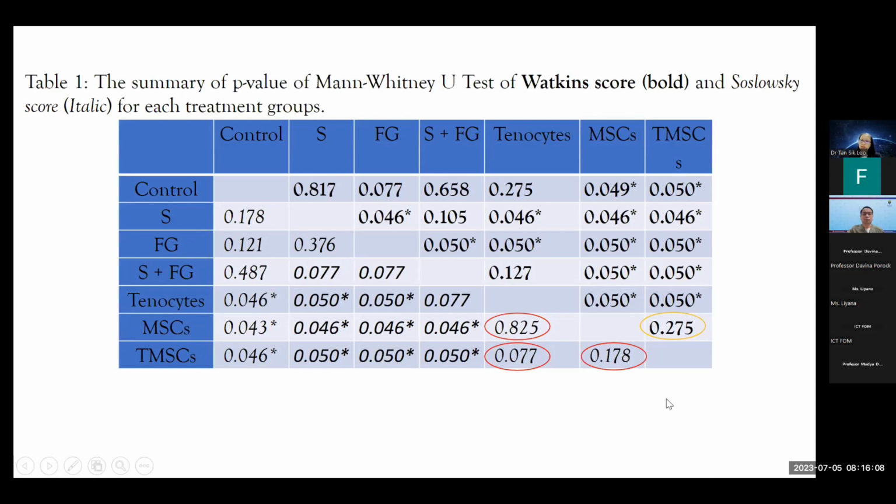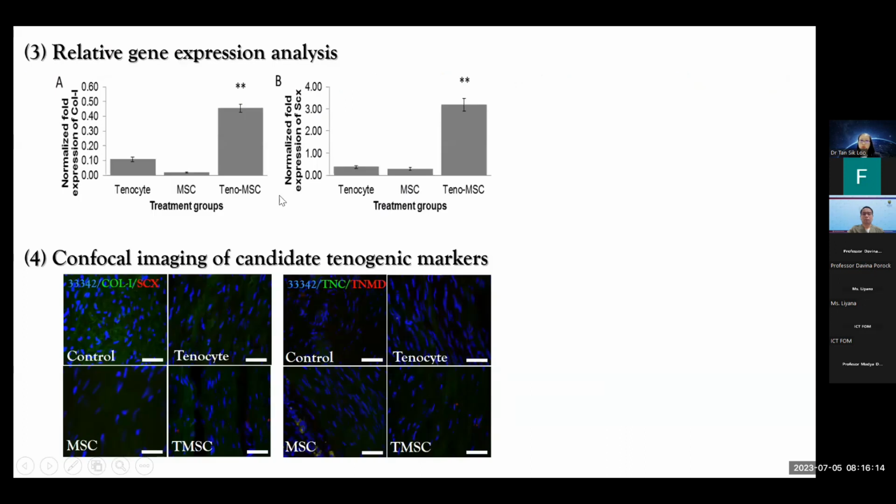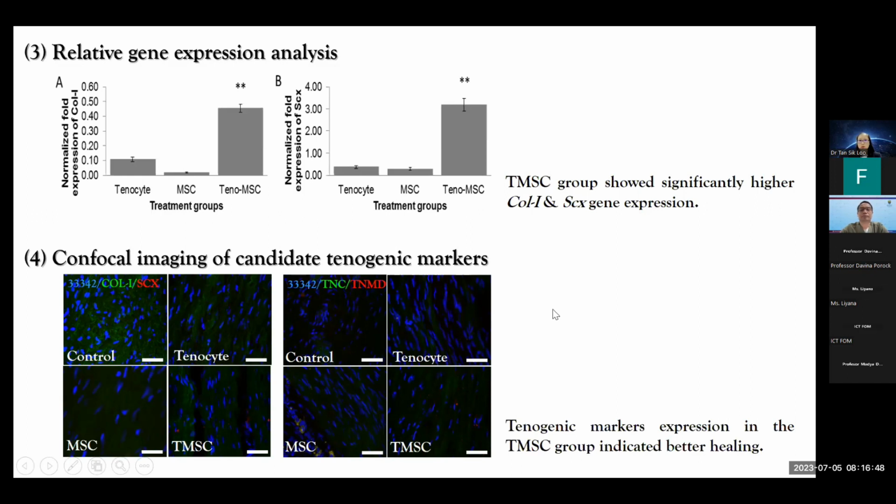So we further analyzed this cell-based treated group using additional analysis, where we include gene expression analysis for the tissues from the cell-based treated groups compared to the control, and it shows significant upregulation of type 1 collagen and scleraxis genes in the tendon regeneration treated group. And confocal imaging also shows enhanced expression of type 1 collagen, scleraxis, tenascin C, and tenomodulin in the cell-based treated group.